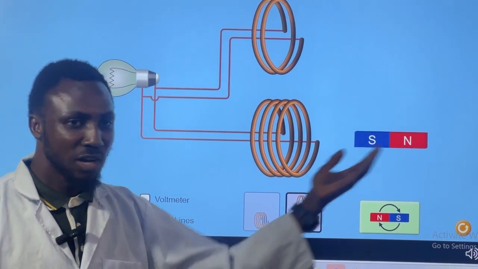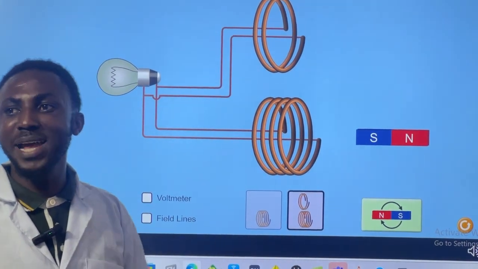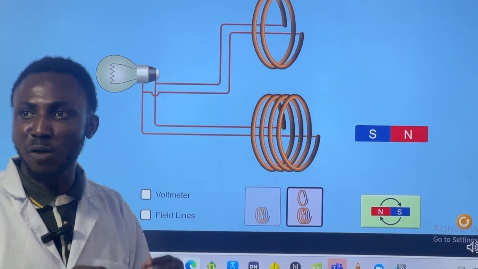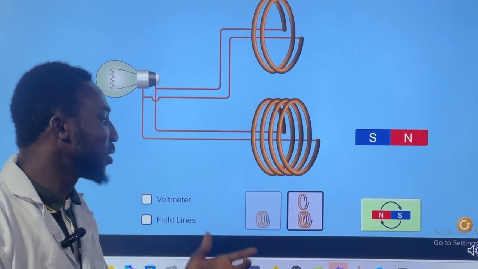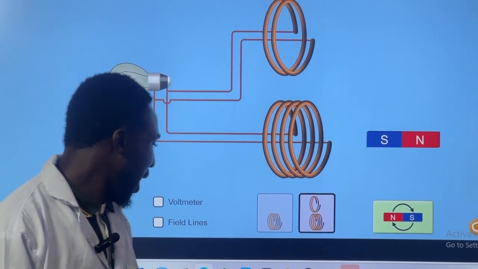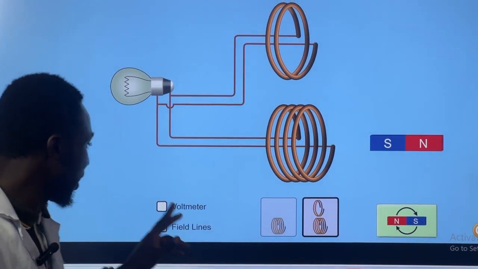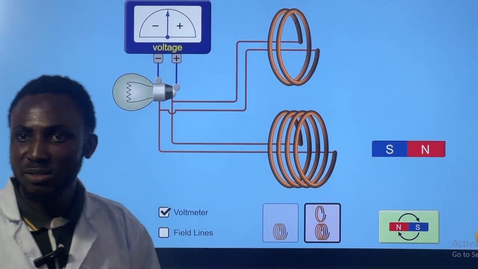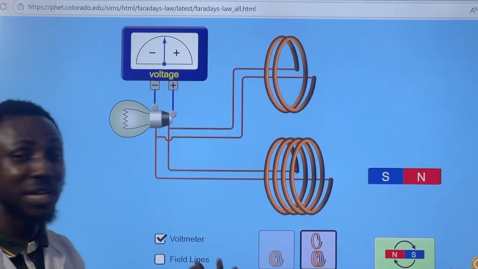The speed of the magnet. It also depends on the soft iron core. I would like to show us another thing today. Let me introduce a voltmeter for us to see the voltage so that you know that there is voltage.